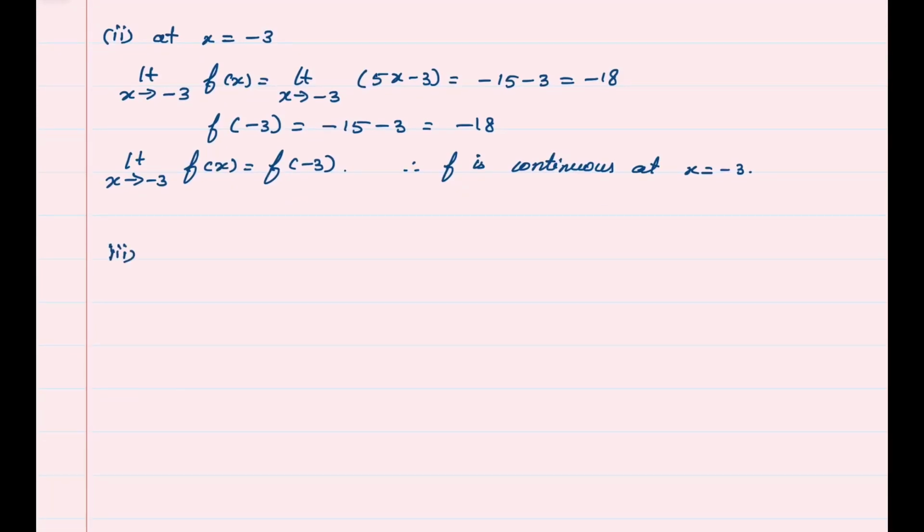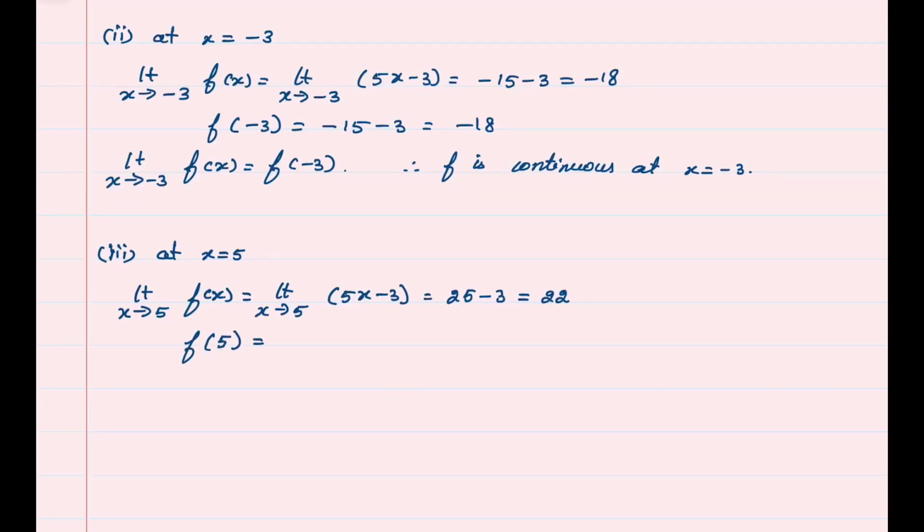Now let us check at x is equal to 5. Limit extending to 5 of f of x is equal to limit extending to 5 of 5x minus 3. Substituting the limit value, we get 25 minus 3, which is 22. And f of 5, substituting 5 in the given expression, we get 25 minus 3, which is 22. Limit extending to 5 of f of x equal to f of 5. Therefore, f is continuous at x equal to 5.